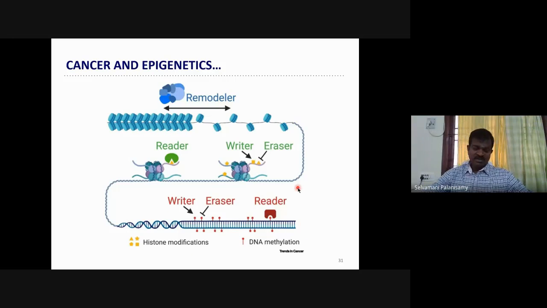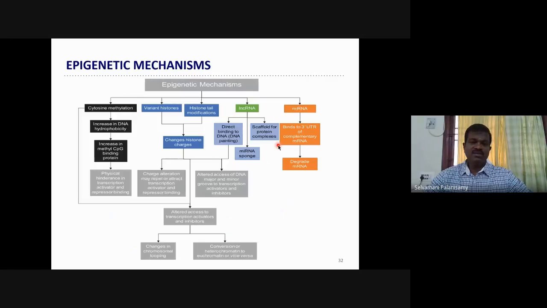So we may not be able to edit the DNA as such, though it is possible, which is a very elaborate process. But this process of reading, writing, and erasing makes it very easy to manipulate the biological process in order to maintain homeostasis. So there were a lot of mechanisms. I told you histone methylation, variant histones, histone tail modifications, and the modifications that happen in RNA. So altogether, these changes put together lead to changes in chromosomal looping and conversion of heterochromatin to euchromatin or vice versa.